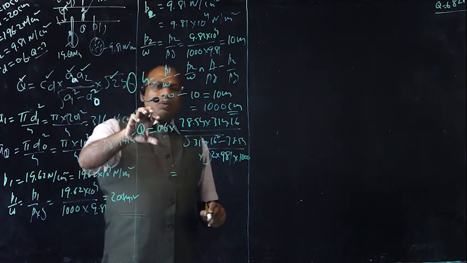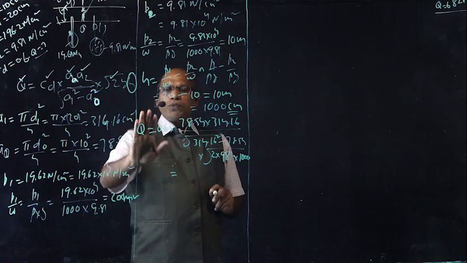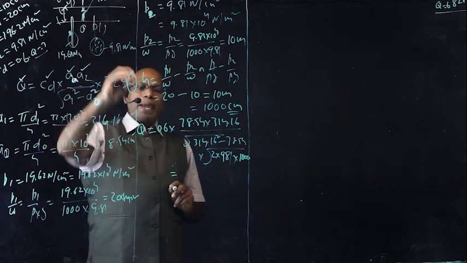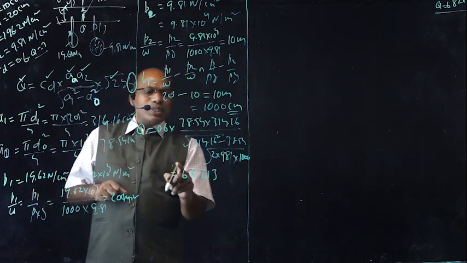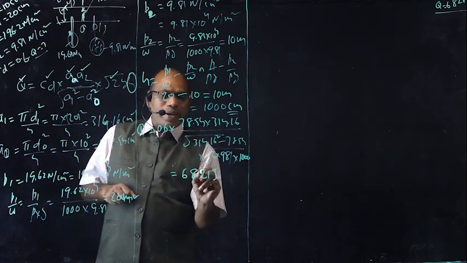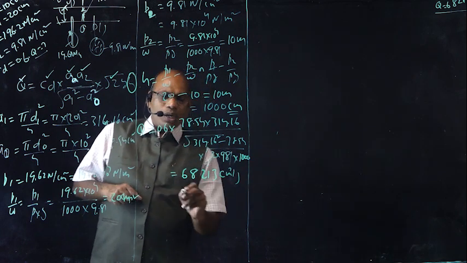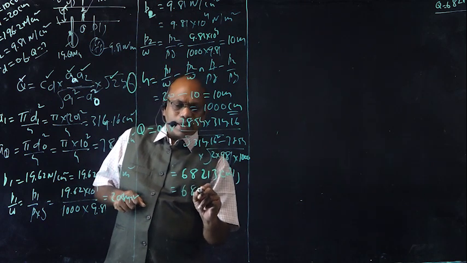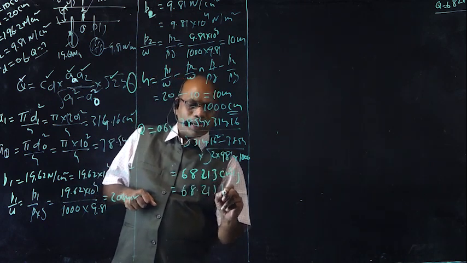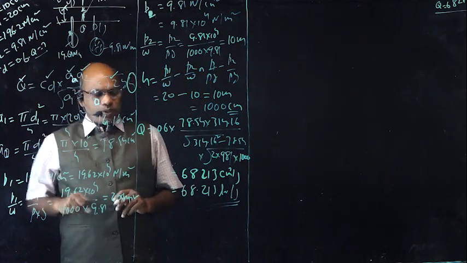Therefore, all are known parameters, only unknown is Q. Now the rate of flow through the pipe Q is equal to 68,213 centimeter cube per second. Now this converts into liters per second, that is 68.213 liters per second. This is the rate of flow through the pipe.